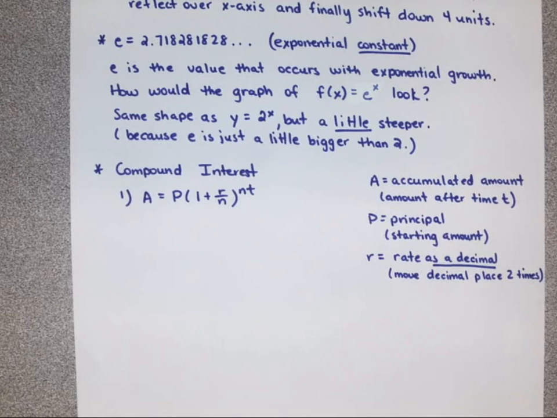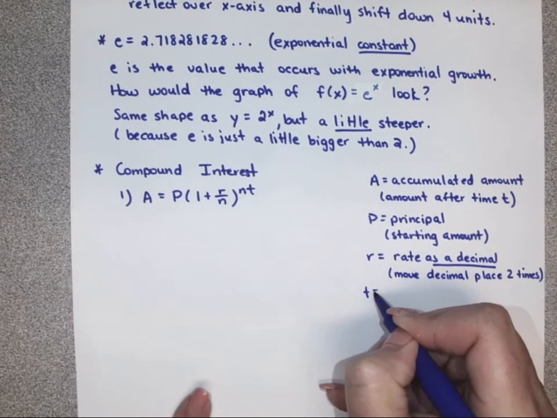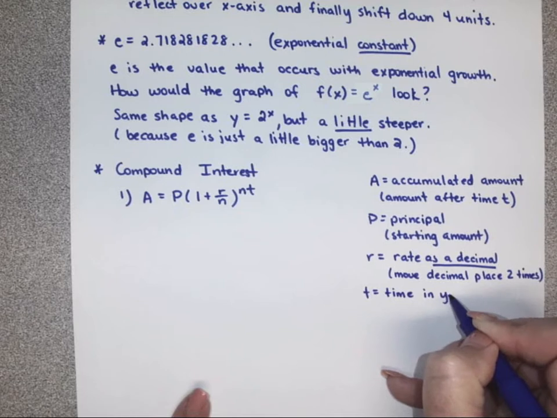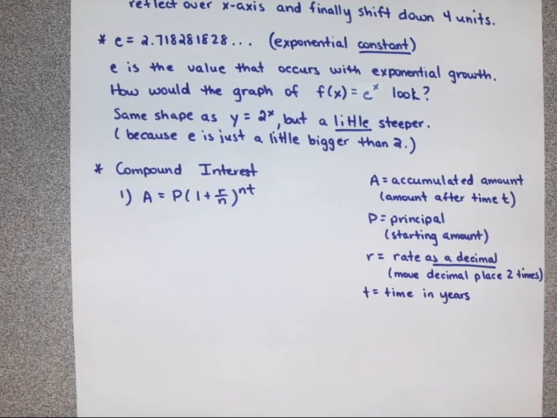Okay, and then T is going to be time. For money, it's always years. But when we get to some equations for things like bacteria growth or disease growth, for instance, that time can definitely be less than that. But for money, we always figure it in years.